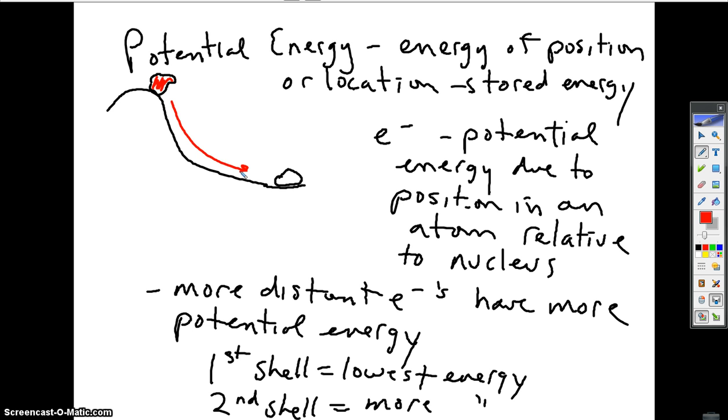If we talk about a Bohr model of an atom with a nucleus, the first shell around the outside of that would have the lowest potential energy. As we go progressively farther out, the second shell would have more potential energy, the third more, and the fourth more. So the further away from the nucleus we get, the more potential energy those electrons have.